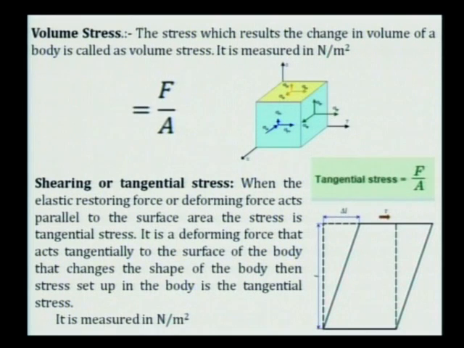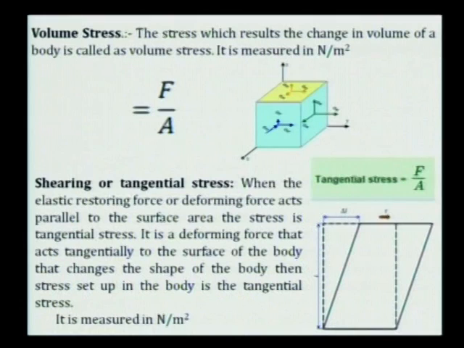When you apply a tangential force on a body which is in the form of a sheet having a particular area, due to the tangential force lateral displacement of the body takes place, and due to lateral displacement the shape of the body changes and shearing stress or tangential stress is produced. It is again measured in Newton per meter square.